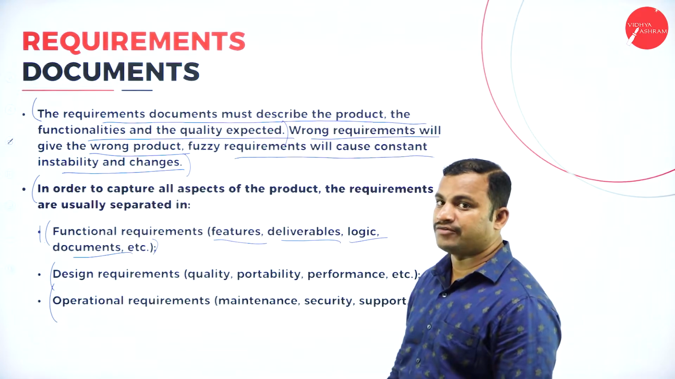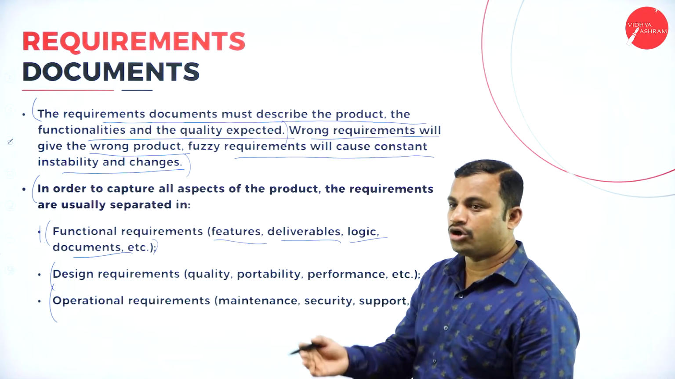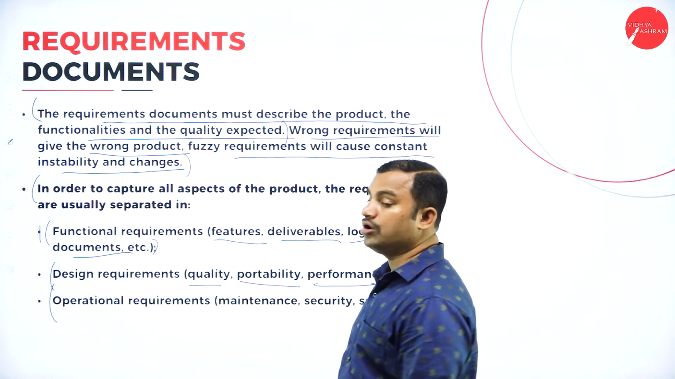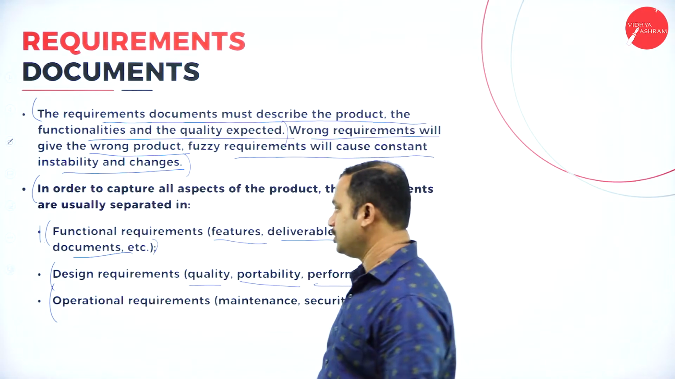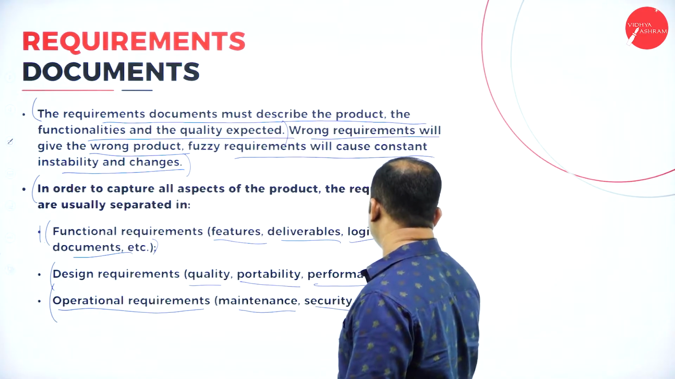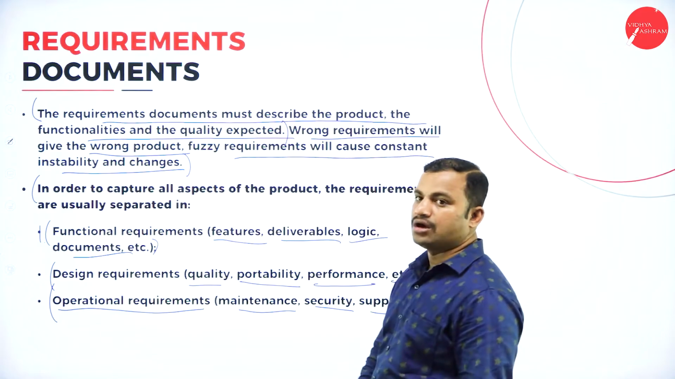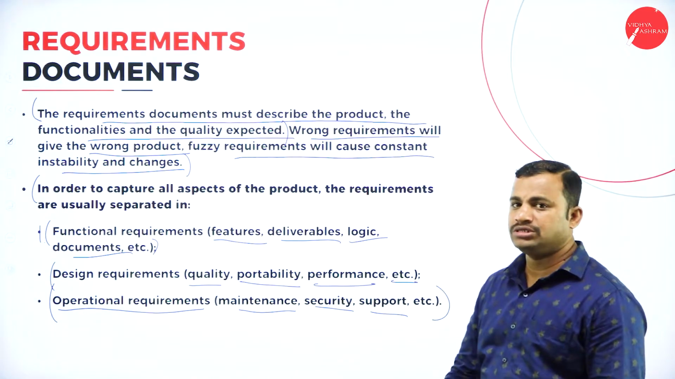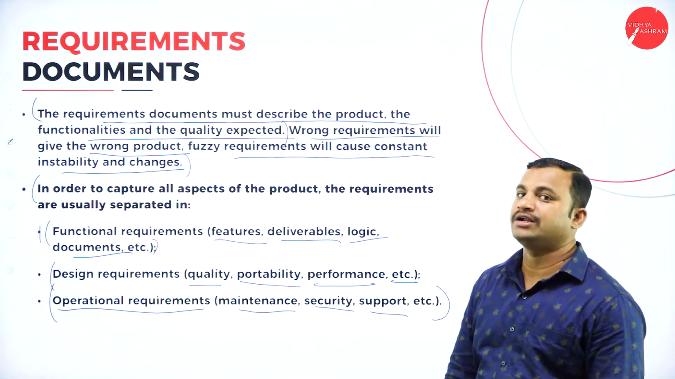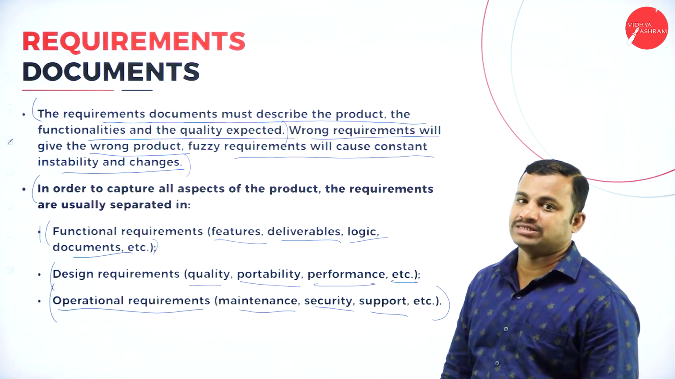What about the design requirements? That is done by the internal documentation, which includes quality, portability, performance, etc. All these are related to the internal documentation. Operational requirements, which include maintenance, security, support, and all those things, are called the operational requirements. So these are the three important types of requirement specification documentation specified at the time of requirements analysis.